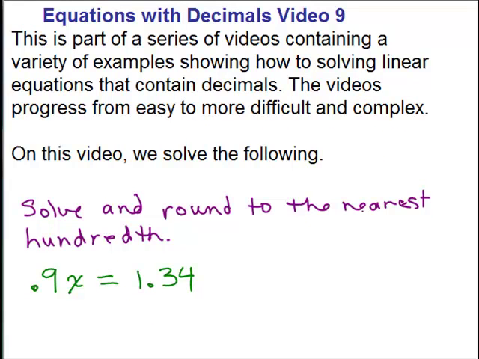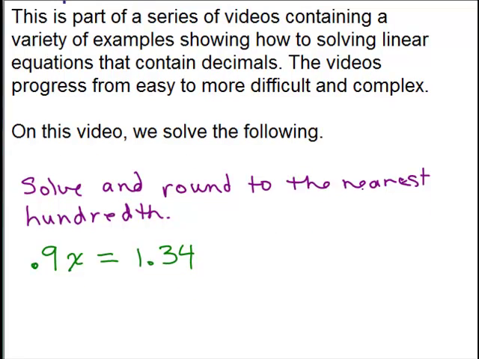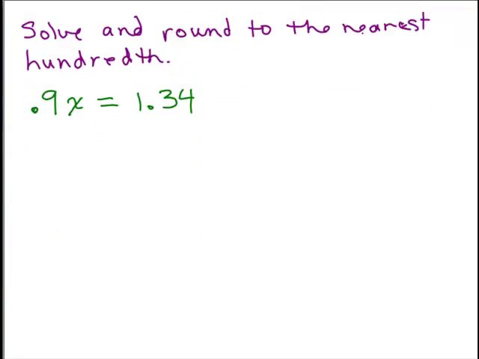This is video 9 of solving equations with decimals. And so we're going to do this problem, and the directions are to also round to the nearest hundredth. Okay, so let's begin this one. All right, so there are two ways to get started. You can get rid of the decimals first, or you can go ahead and just divide by 0.9.